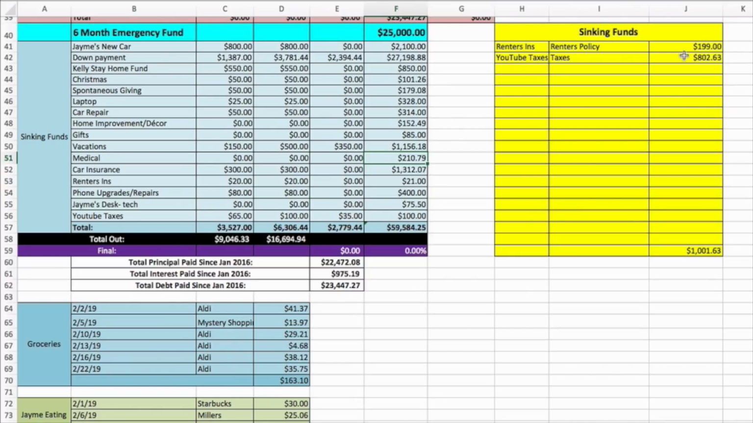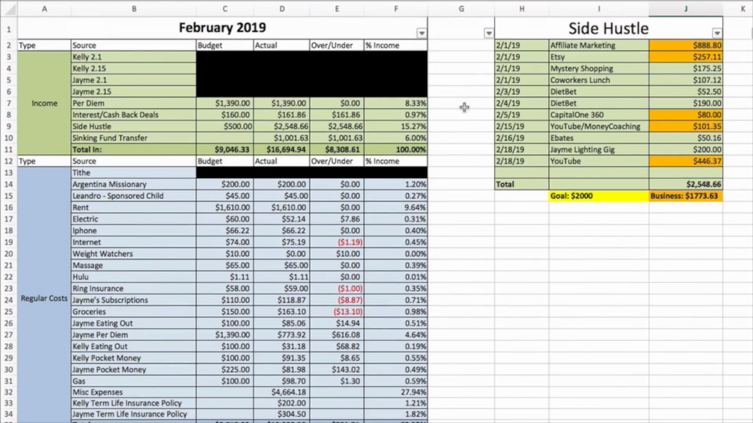We cleared that out. There was $802 in there, and we used that to pay towards our taxes. So we are refunding this now, and $100 is going in that for a total of $59,584.25. And then as you can see, this is zero because this is a zero-based budget. So for our sinking funds, we use the renter's insurance policy, $199, and then we cleared out the taxes, $802.63.